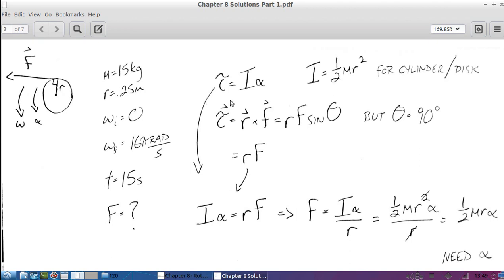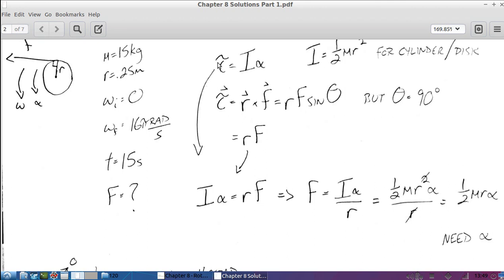We'll see this happens quite often in these types of torque problems. I've got I alpha and I've got RF. Both of those are equivalent expressions for torque. So in a lot of scenarios, we're just setting these two expressions equal to each other: I alpha equals RF. In this case, there's only one force applying a torque, which is good, so we don't have to worry about adding up torques. So I set I alpha equal to RF.